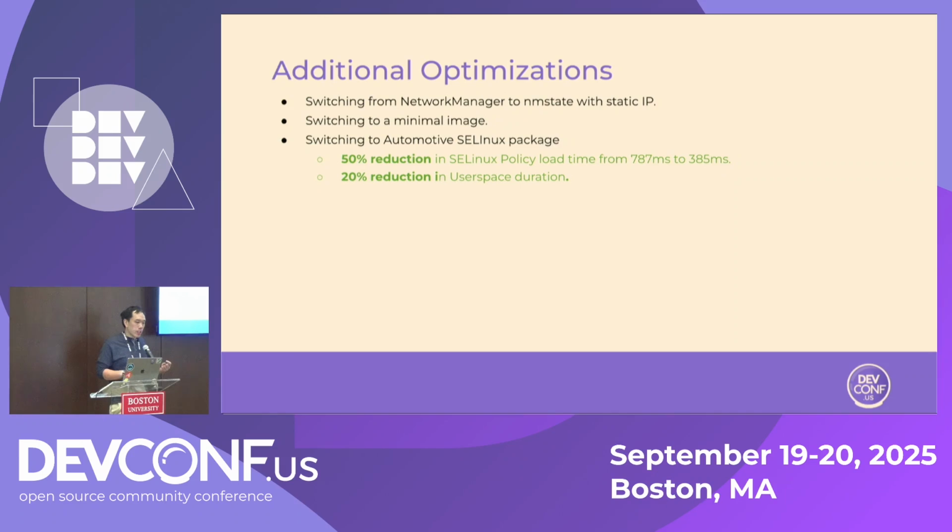And then the other thing was that the standard SELinux package is huge. It's for servers. We ended up getting an automotive-tailored one that has a cut-down version, and we reduced the load time by 50%, from 780 milliseconds to under 400. It also had the benefit of reducing user space by 20%.